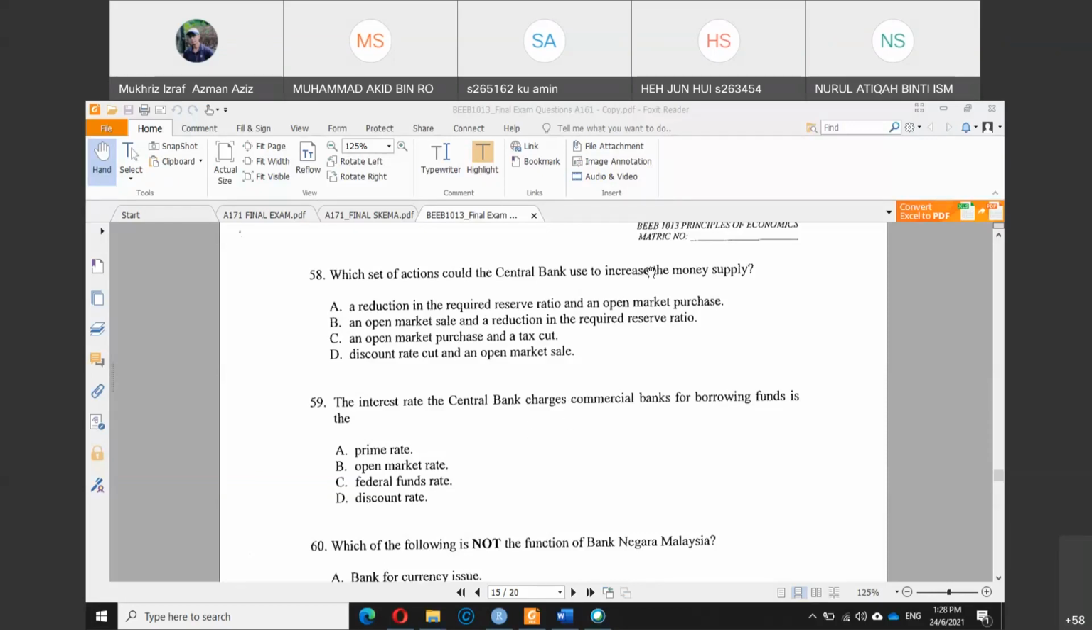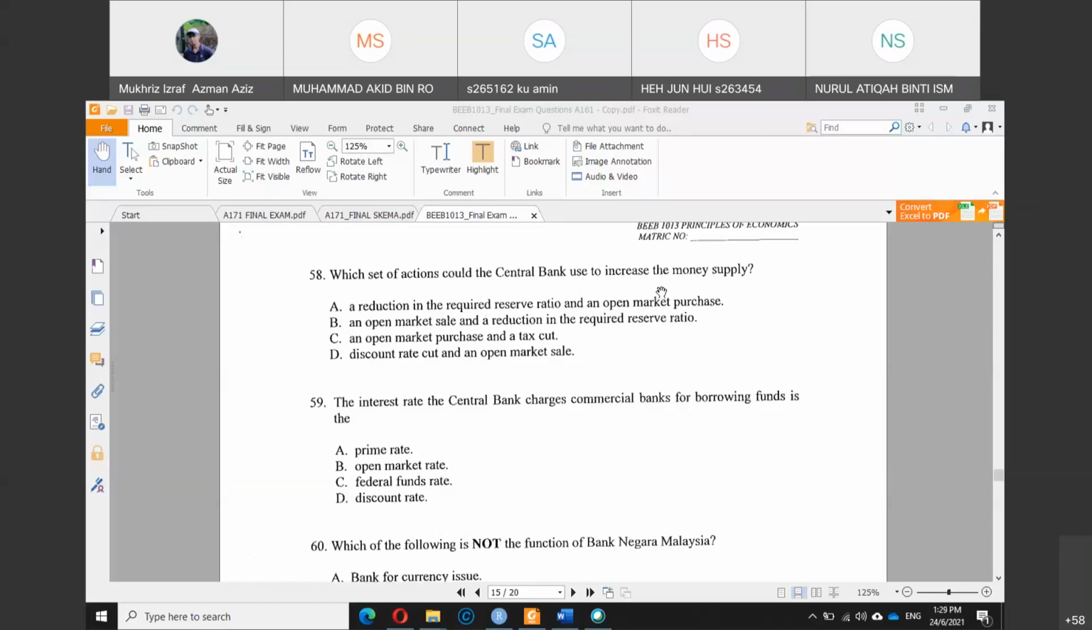So let's do question number 58 first. This is on chapter number 12 on the role of central bank. We discussed this before we had this 1 week break due to COVID-19. Which set of actions would the central bank use to increase money supply? We discussed this a few weeks ago. Central bank's function is to control money supply, whether to reduce or to increase.